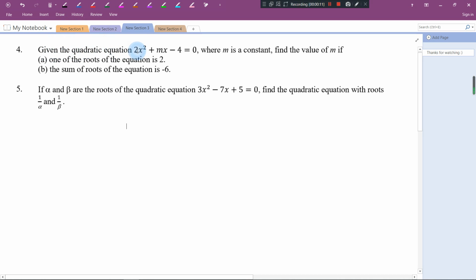Given the quadratic equation 2x squared plus mx minus 4 is equal to 0, where m is a constant, find the value of m if one of the roots of the quadratic equation is 2. Means that x is equal to 2. I just plug in 2 over here.